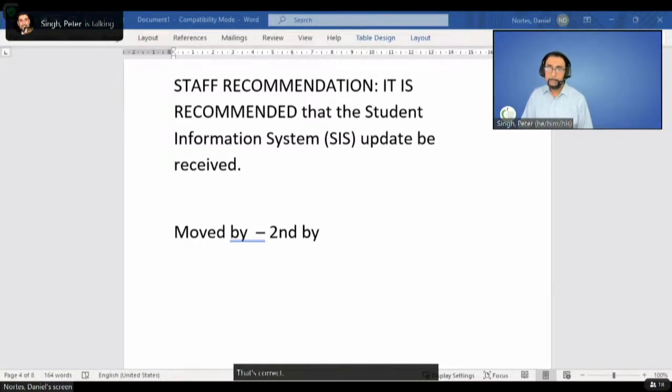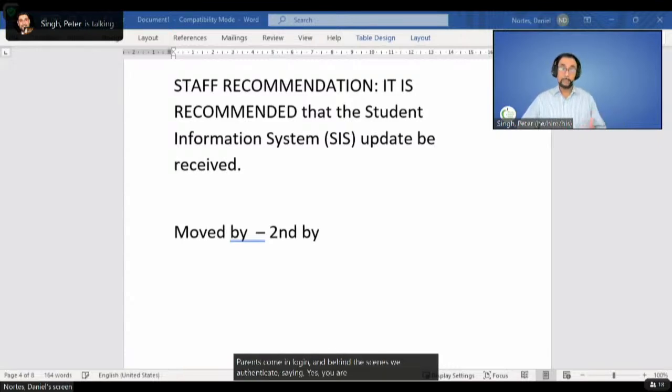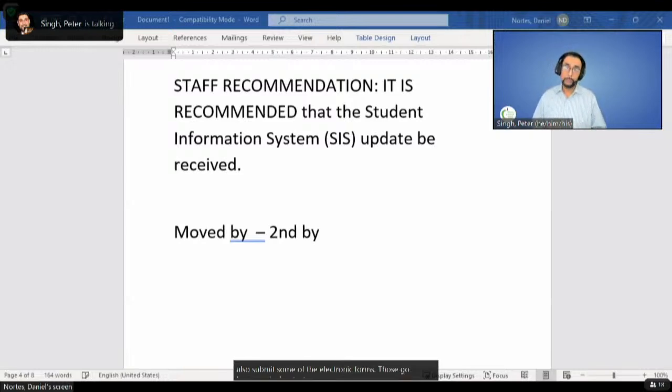So the parent portal, as we documented, is a landing page or a website where parents come in, log in, and behind the scenes, we authenticate that yes, you're a parent and you have 1 student, 2, 3, or 4 learners in our system, and bring all that information together into a single screen for parents to look at information related to grades or attendance, and also submit some of the electronic forms that go home at the beginning of the school year.